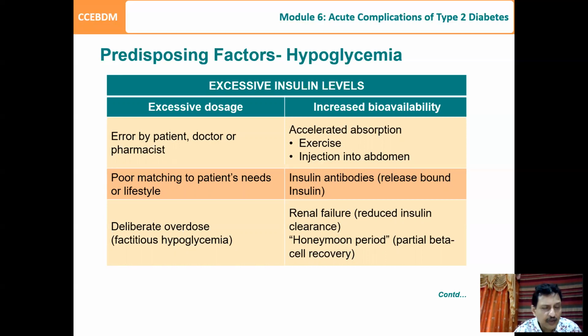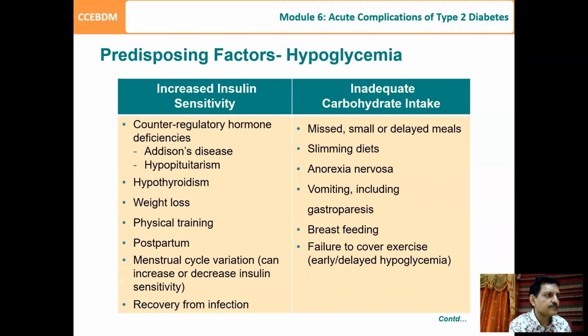or if you are injecting into a lipohypertrophic area, or insulin antibodies. Renal failure is associated with precipitation of hypoglycemia because the kidney is a site in which insulin is cleared or metabolized. So once there is renal failure, insulin metabolism is low, less insulin is cleared, and therefore the possibility of hypoglycemia goes up. So there are some precipitating factors for hypoglycemia.